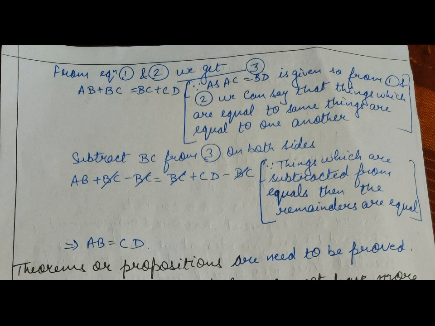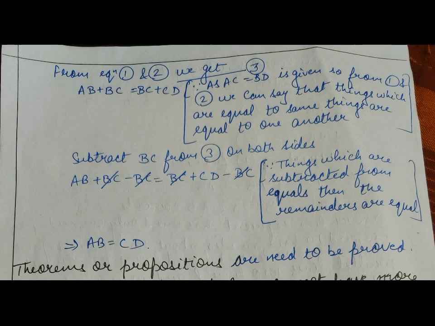As AC is equal to BD is given to us, so from 1st and 2nd we can say by the axiom that things which are equal to the same things are equal to one another. Now subtract BC from equation number 3 on both sides. So what will you get after subtracting? That AB is equal to CD. Here also you can see that an axiom is being applied, that is, when things are subtracted from equals, the remainders are equal.